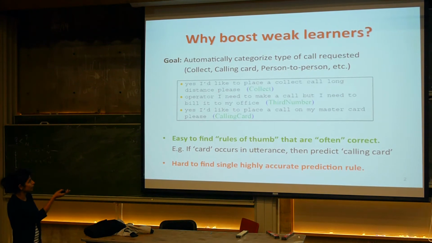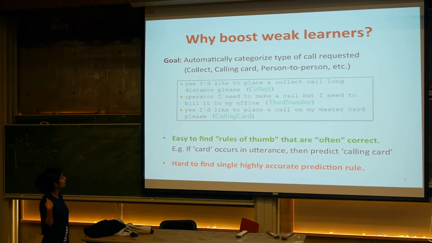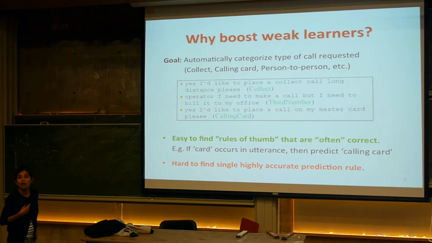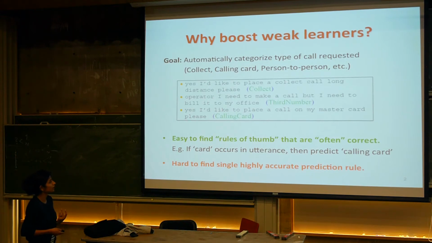So can we take many such rules? I can say maybe if it has card, maybe if it says billet somewhere, then we know it's a third party kind of call or something like that. So you can come up with these simple rules that by themselves, no one rule will be sufficient, but maybe there's a way to combine them to get more accurate rules. So that's the idea behind boosting.